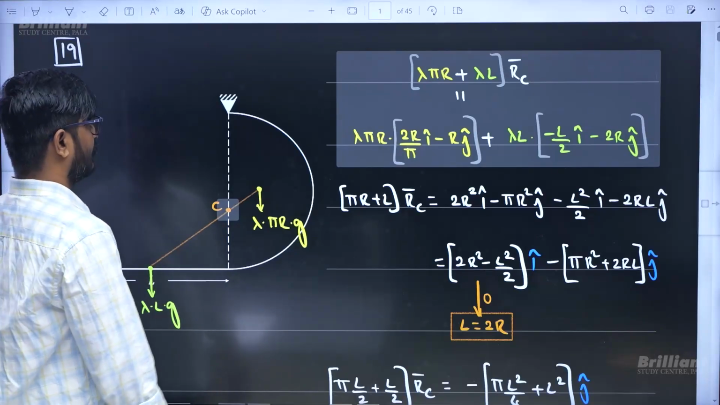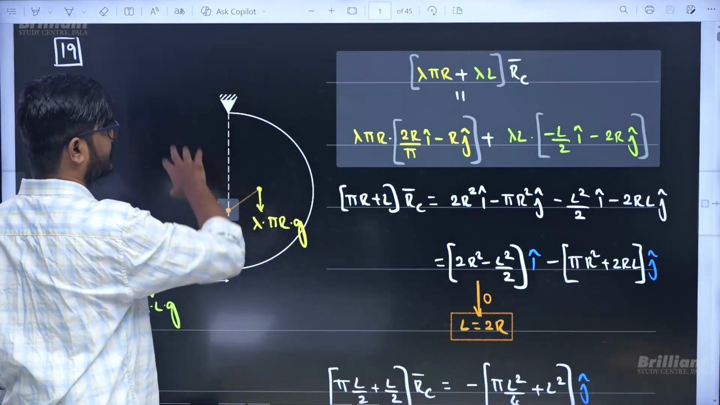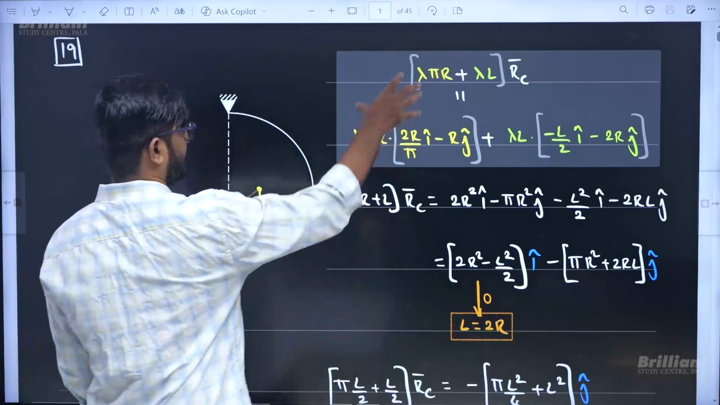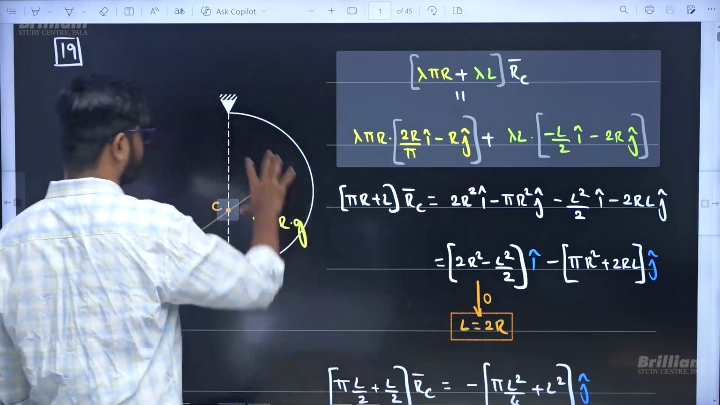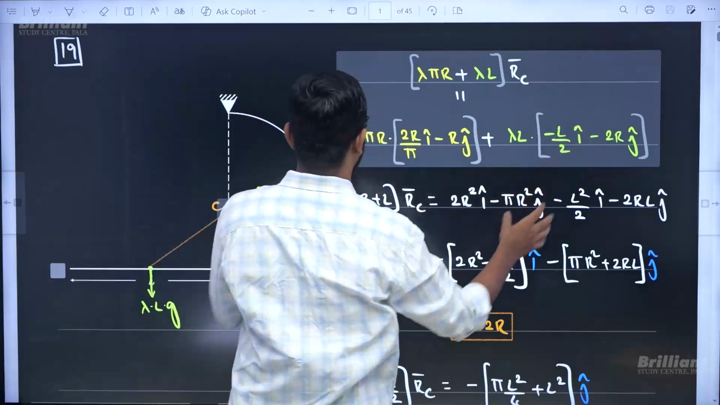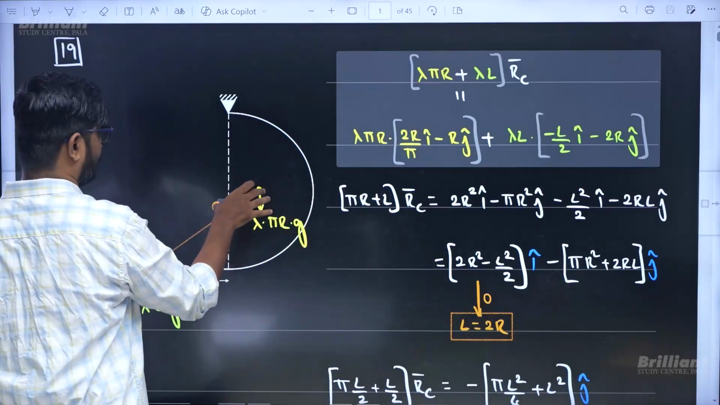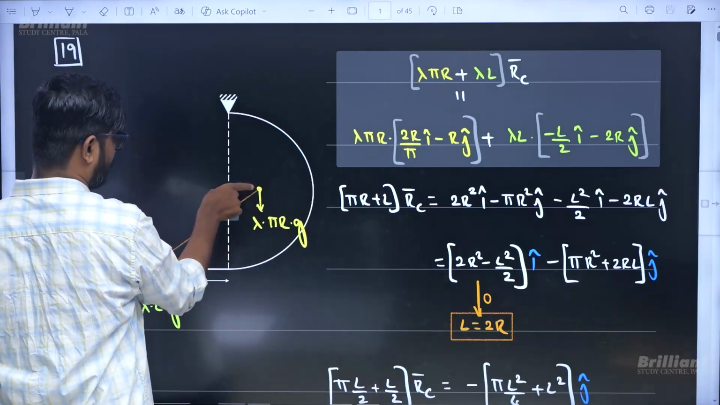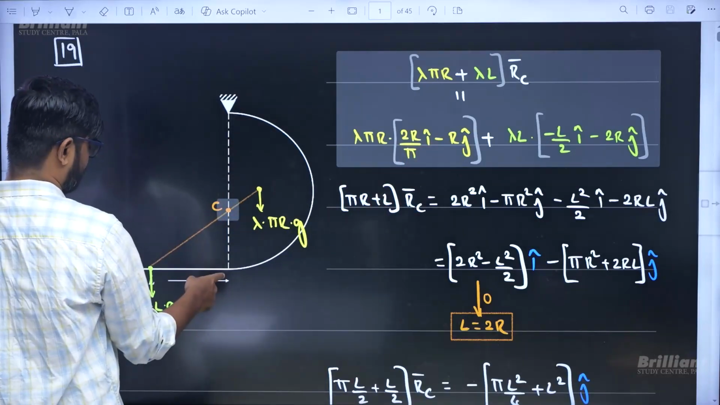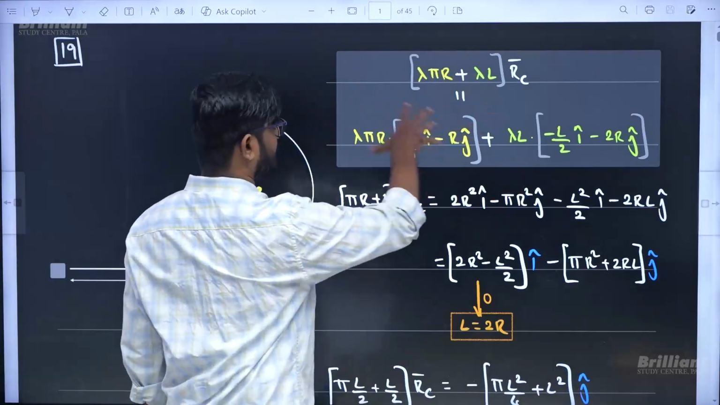Then if I want to find the total center of mass, it will be somewhere along this line. If I take this as my x-axis and this as my y-axis, the x coordinate of the center of mass should be 0, only the y coordinate should exist. So total mass into position vector of center of mass equals m1 r1 bar plus m2 r2 bar. The masses are lambda into pi r and lambda into L. The position vector for the ring is 2r by pi along the x-axis and minus r along the y-axis, and for the rod it is minus L by 2 along the x-axis and minus 2r along the y-axis. So that's the only thing.